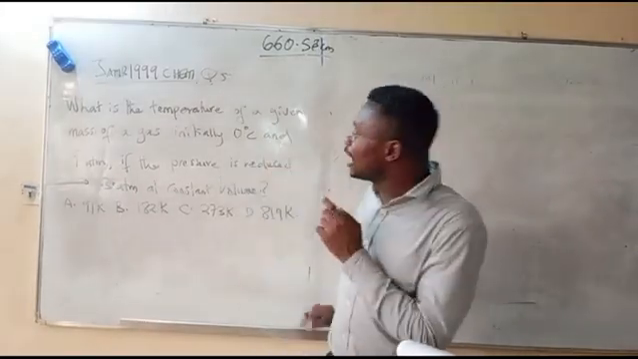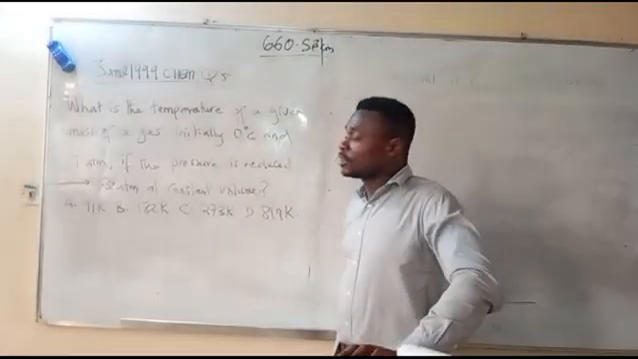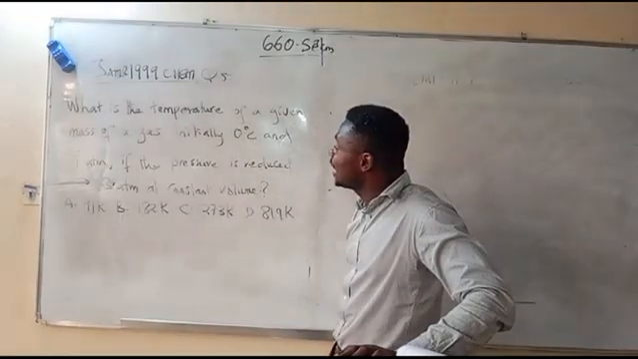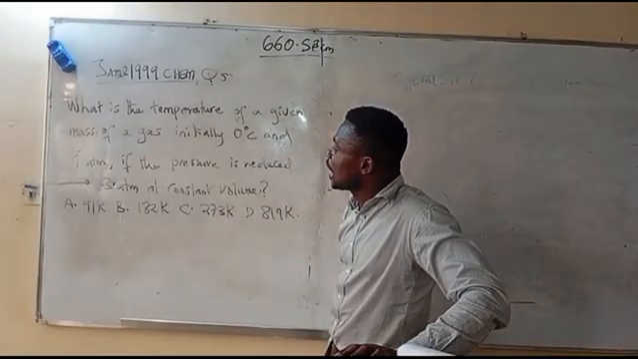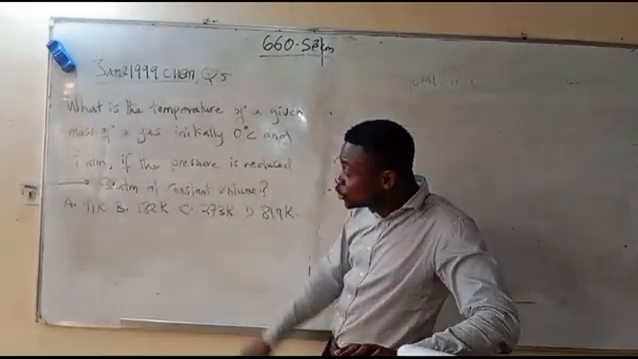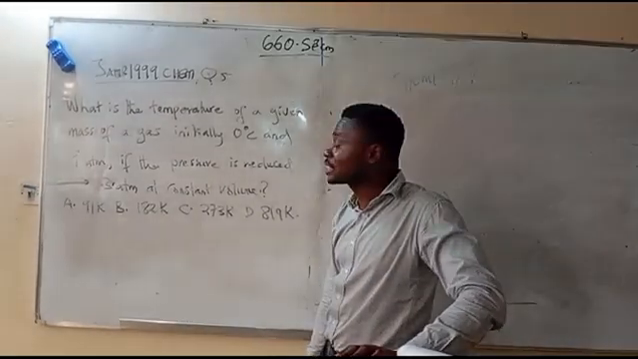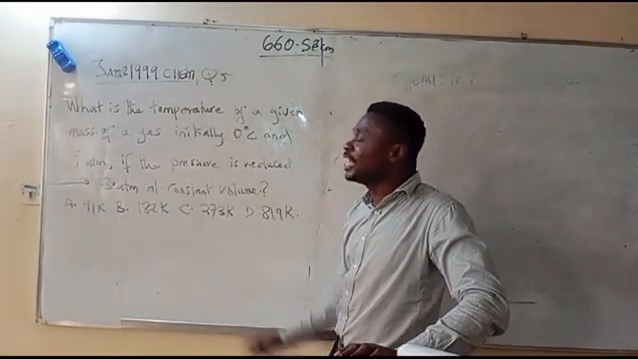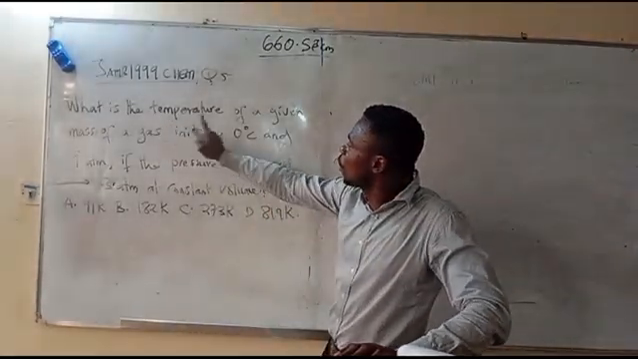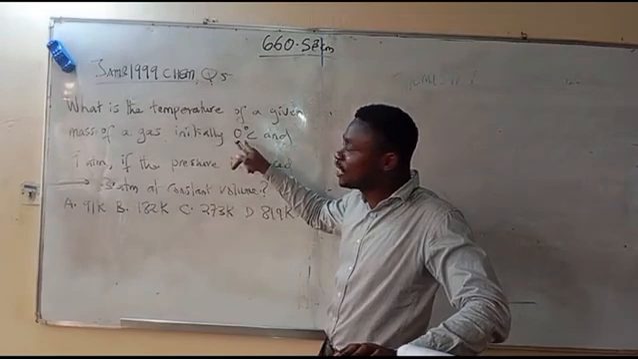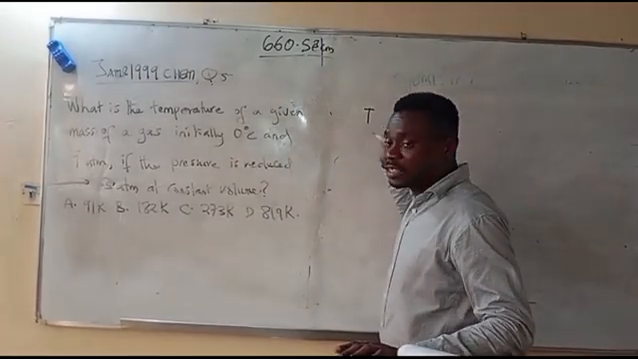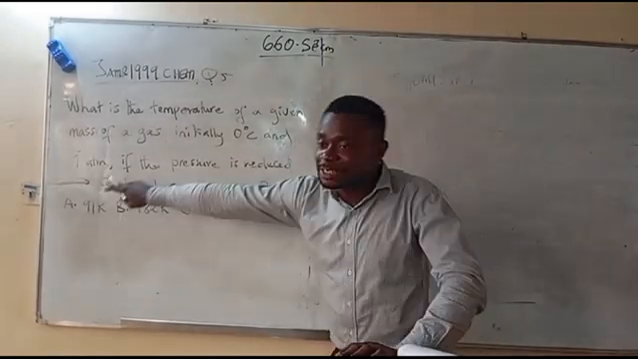Now look at the question. The question says, what is the temperature of a given mass of a gas initially at 0 degrees Celsius and 9 atmosphere if the pressure is reduced to 3 atmospheres at constant volume? Now let's bring out the parameters in this question. The first one is temperature. And the 9 atmosphere. Atmosphere is pressure.